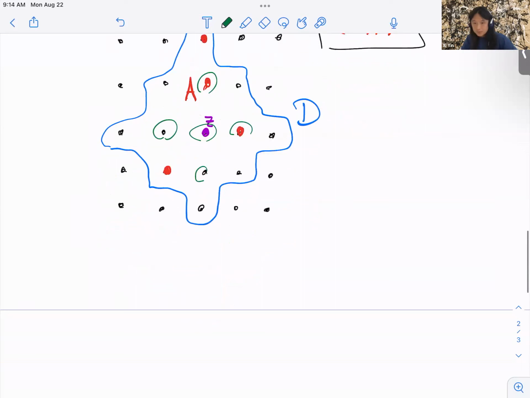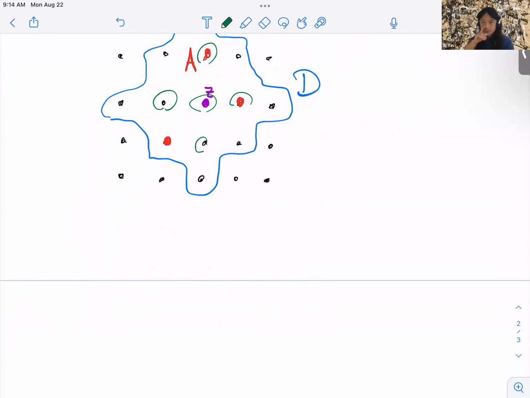Okay, so now let me describe the reflection positivity conditions.